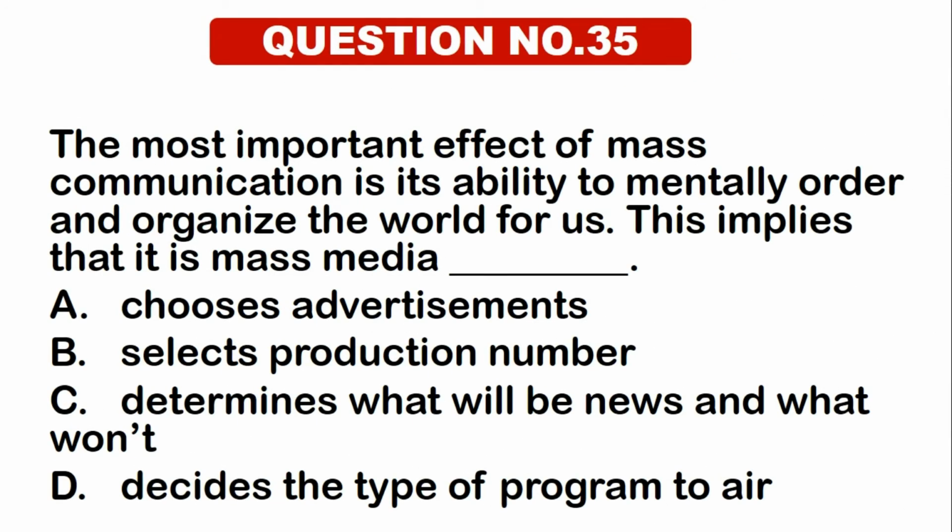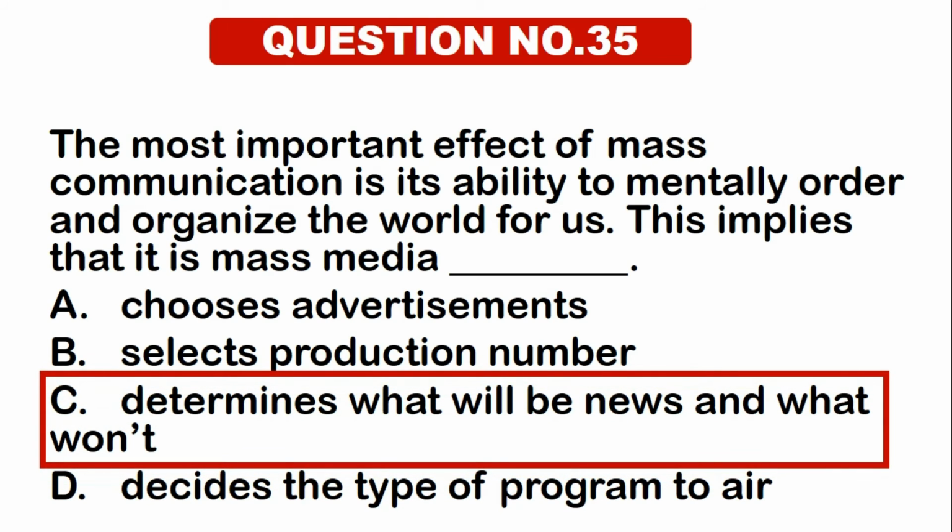35. The most important effect of mass communication is its ability to mentally order and organize the world for us. This implies that it is mass media that, A, chooses advertisements, B, selects production numbers, C, determines what will be news and what won't, and D, decides the type of program to air. Again, the most important effect of mass communication is its ability to mentally order and organize the world for us. This implies that it is mass media that determines what will be news and what won't.